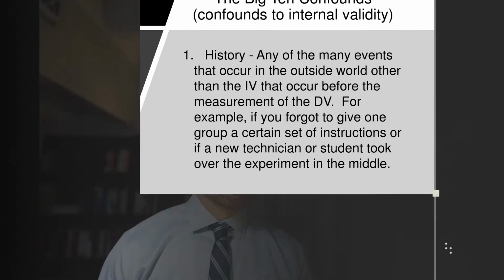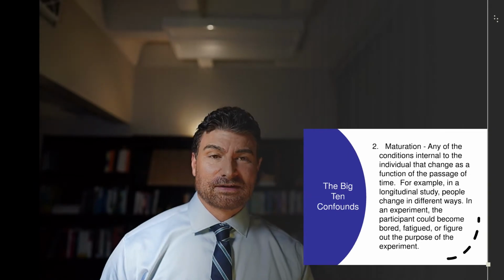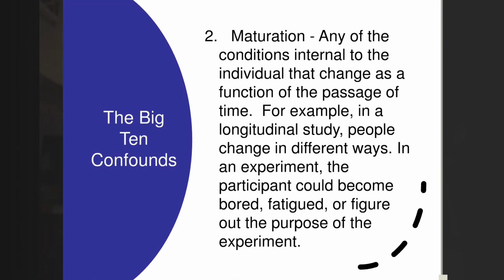The second one is maturation, and this is something that occurs within the person, that changes within the study. So history is something that's occurring outside of the person, outside of the experiment. Maturation is something that's occurring within the person. So I think of the MMPI test, it's a personality test. The MMPI-2 had 465 items. There's a revised version that has fewer items.